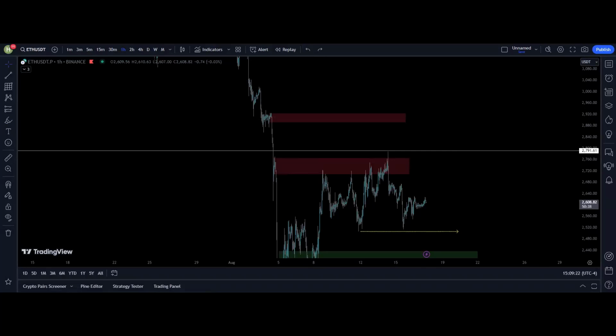Are you guys clear on BTC and Ethereum? Guys clear on BTC and ETH?